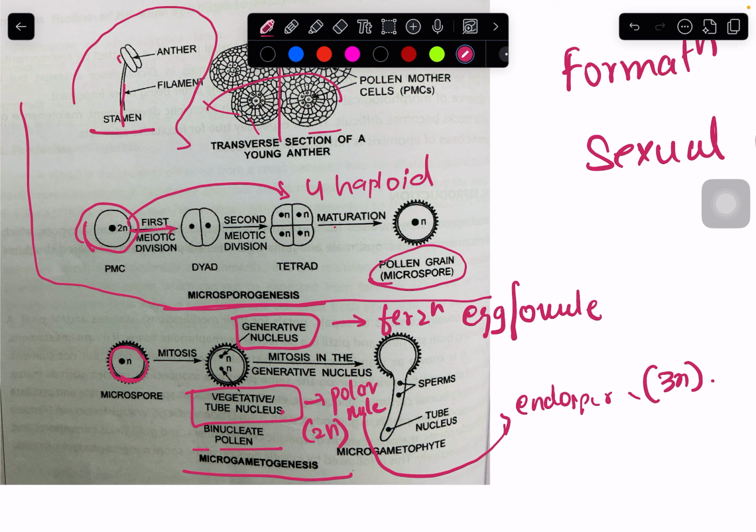So this process of forming the generative nucleus and vegetative nucleus containing binucleate pollen is known as microgametogenesis.